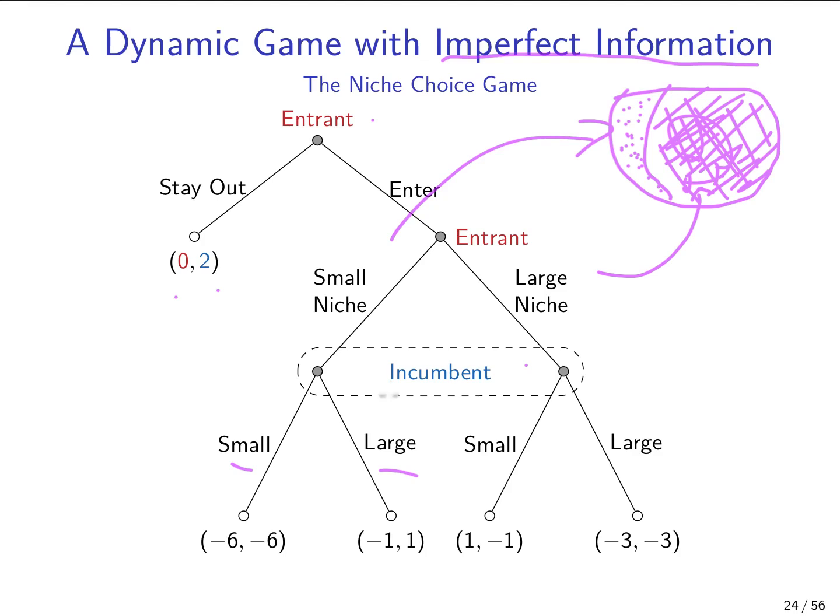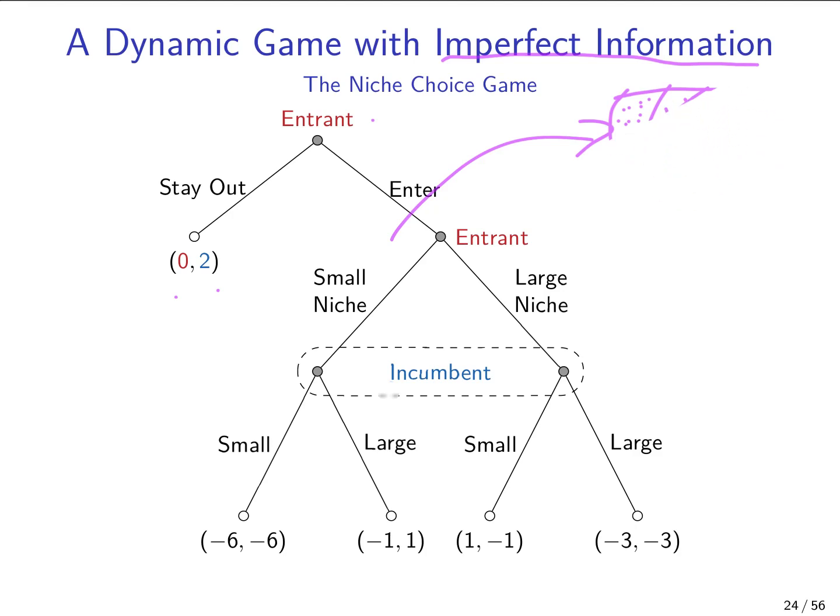The incumbent observes whether the entrant has entered or not. However, the incumbent does not know whether the entrant has chosen the small niche or the large niche. That's why, in this information set, when the incumbent needs to decide, it doesn't know whether it's here or there.